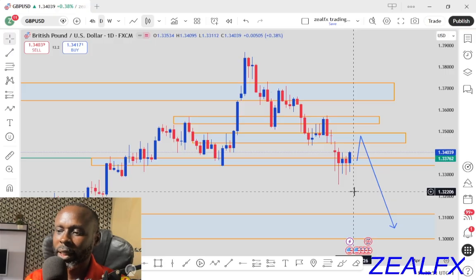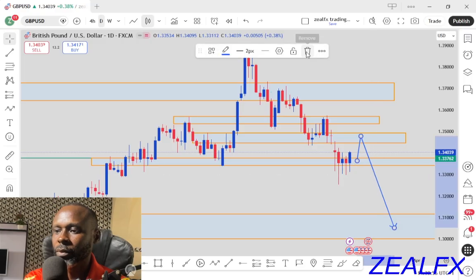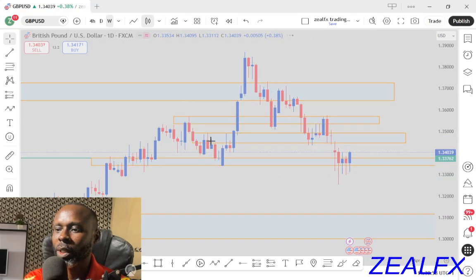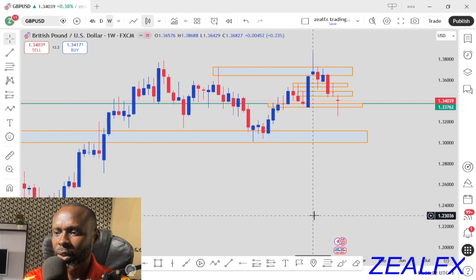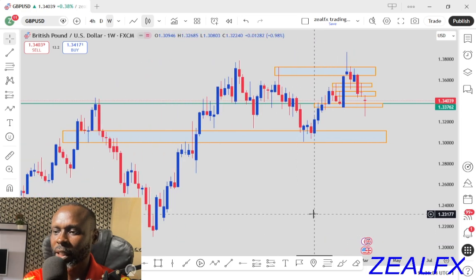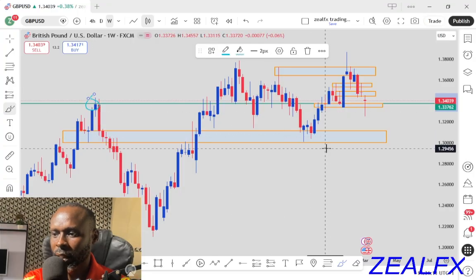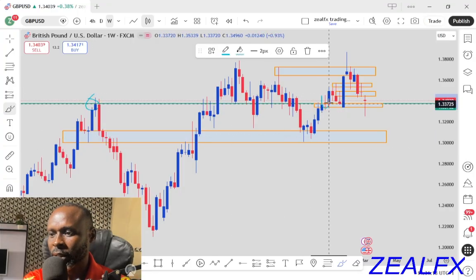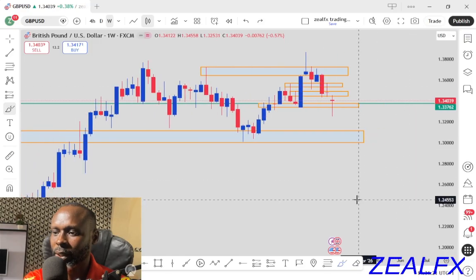So let's look at the weekly chart of the pound USD. On my weekly chart of the pound USD, you can clearly see that the pound currently closes on a resistance level, which is this. We have price close on this resistance level. Then we also have price close on this resistance level, which is an indication of price still closing on resistance level, which is an indication of a bearish trend on the pound USD.